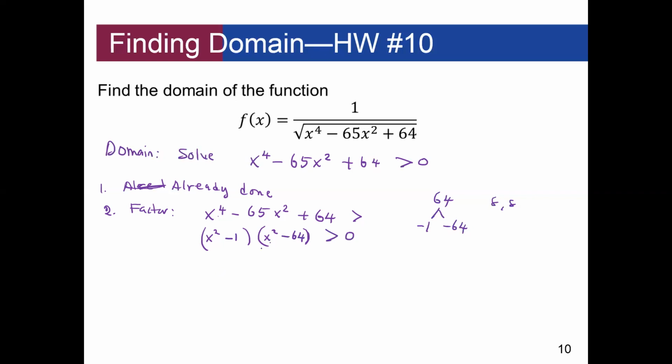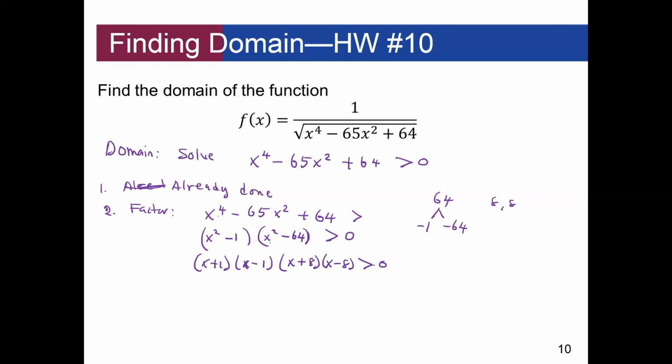Now, each of these is a difference of squares. x squared minus 1 is a difference of squares. x squared minus 64 is also a difference of squares. So we're going to write this as x plus 1, x minus 1, and then x plus 8, x minus 8, greater than 0.